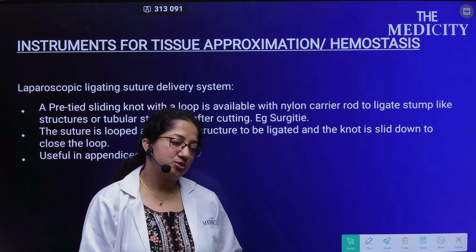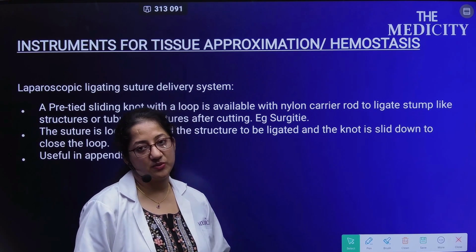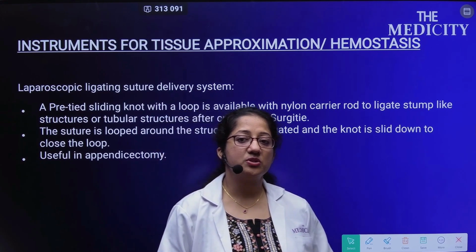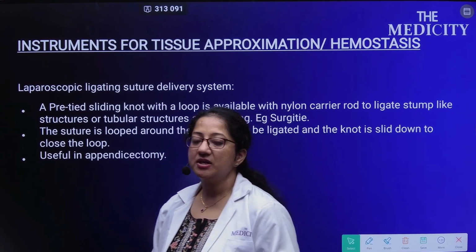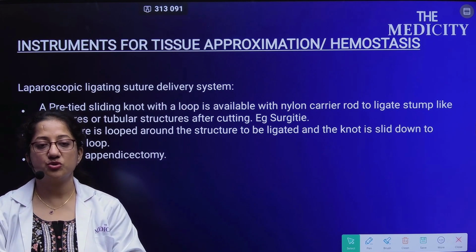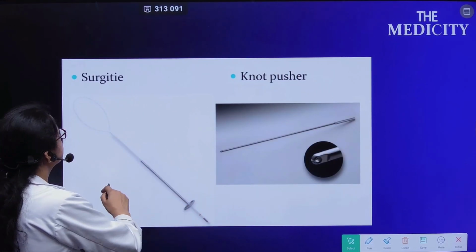There are few sutures which are available which have pre-tied sliding knots with a loop which is available with the nylon carrier rod to ligate the stump-like structures or the tubular structures, that is the Sergi tie. Suture is looped around the structure to be ligated, and knot is slid down close to the loop. It is also useful in appendicectomy. So this is the knot pusher, and this is the Sergi tie.